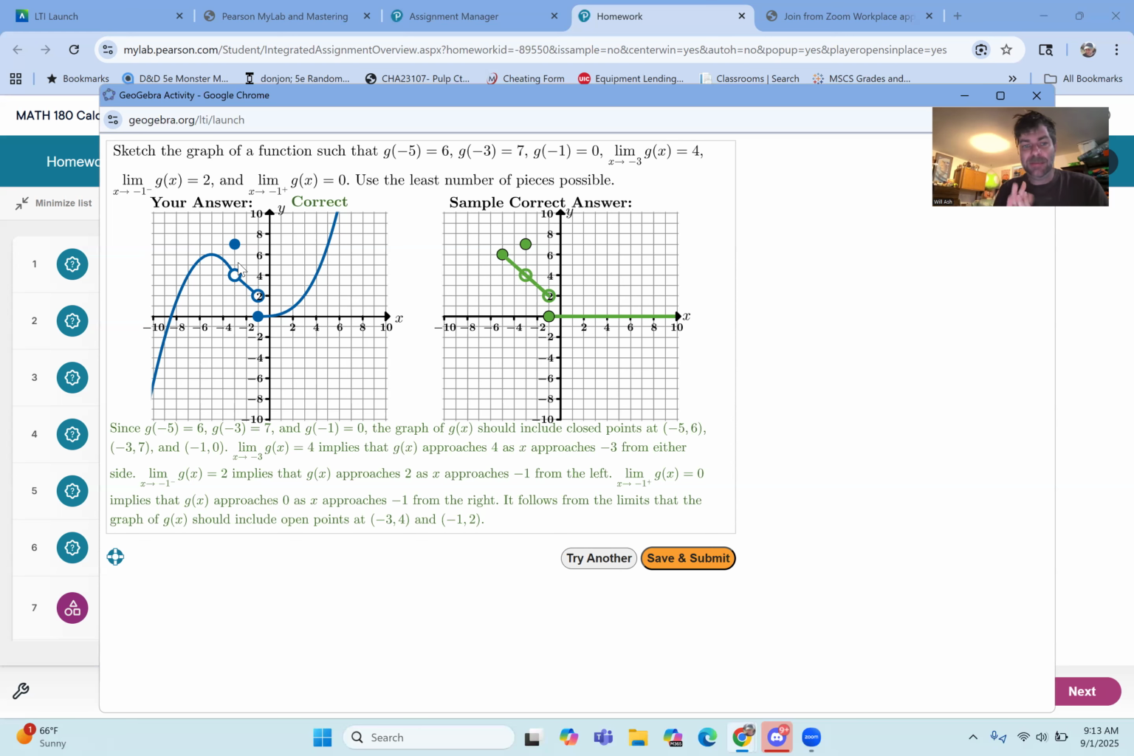The other mistake I've seen people make is it does say to use the least number of pieces. So you know how I placed that open dot here? Over here, if I had placed an open dot at -1, 0, and then drew the line to -1, 0, that would have been using more than one piece and would have thus been incorrect. But anyway, hope this helps.